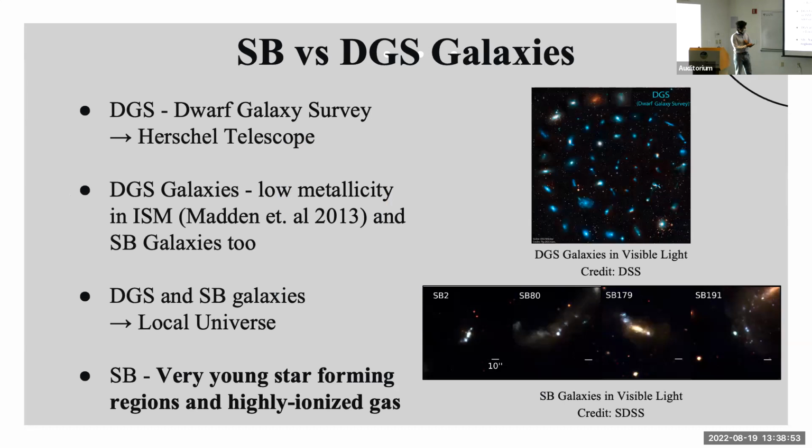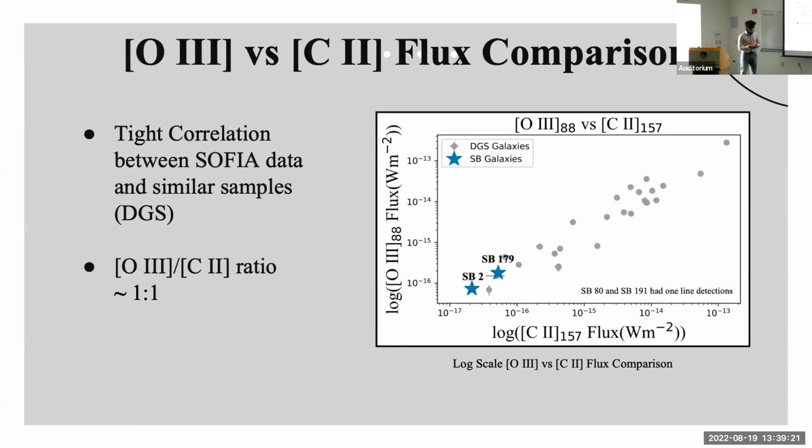However, even though they are low metallicity and they are in the local universe like the SB galaxies, what distinguishes the SB galaxies from the DGS sample, or the Dwarf Galaxy Survey, is that these galaxies are very young star-forming regions, and they have very highly ionized gas, which was also seen in the UV emissions. And this is what makes these galaxies stand out more, as a better local analog for the high redshift systems.